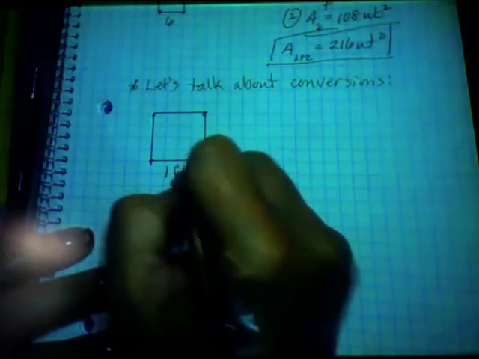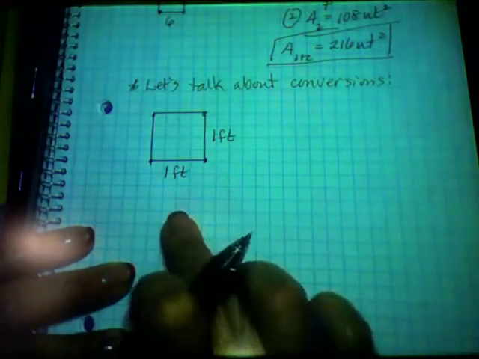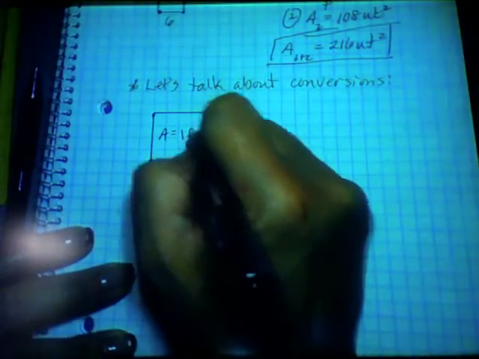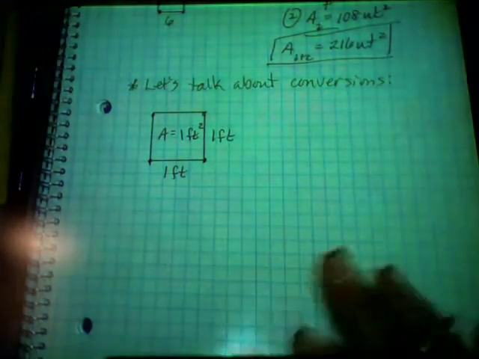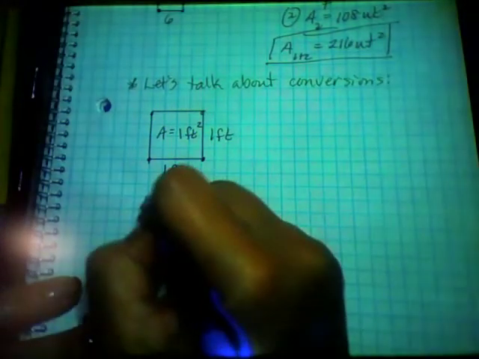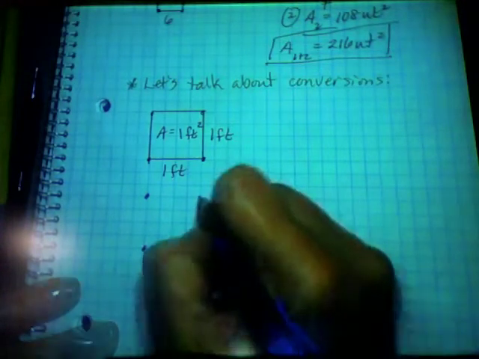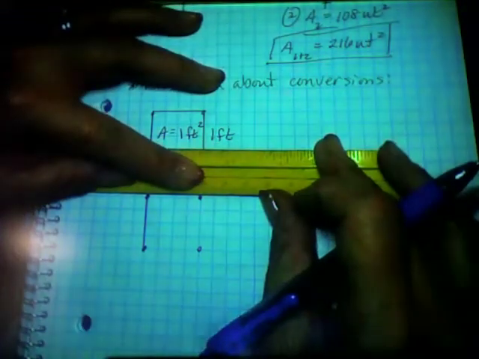This is 1 foot, and this is 1 foot. Isn't this 1 square foot? When I do length times width, I have 1 square foot. How do I convert that into squared inches? So I want the same size. So 1 squared foot is not 12 squared inches, right?